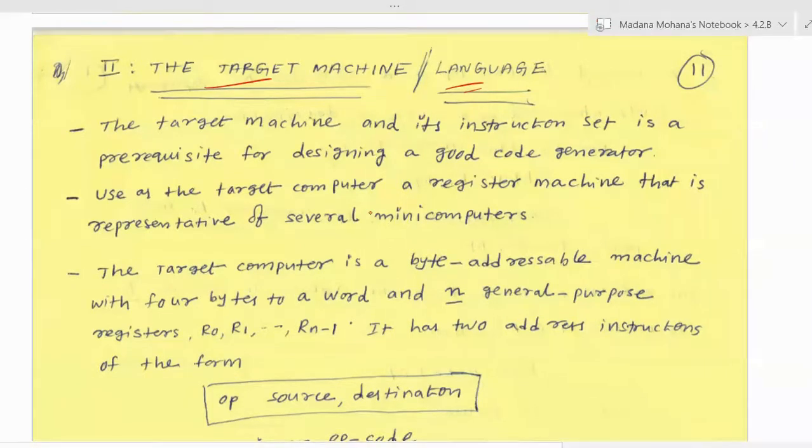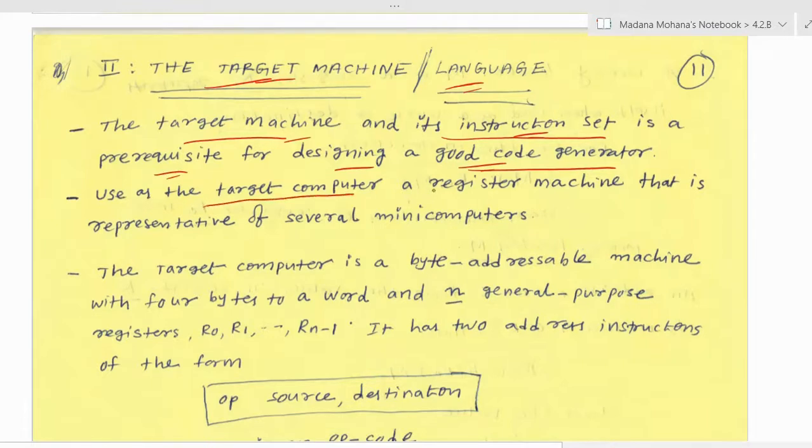So it has three forms. So now how to represent this one? Various factors are required for this. The target machine or the target language. The target machine and its instruction set are mandatory prerequisites for designing a good code generator.